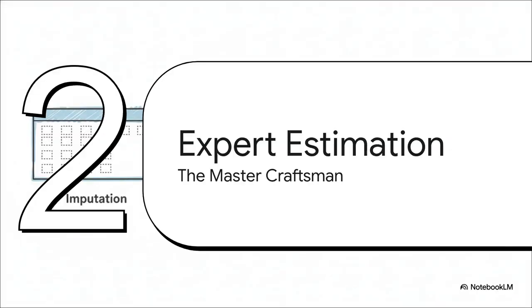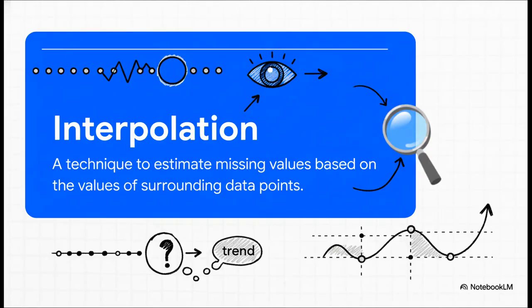So far, our methods have been pretty simple, maybe even a little crude. Now, it's time to explore the master craftsman's technique. This is a much more sophisticated and accurate method called interpolation. Unlike all our other methods, interpolation doesn't just look at one neighbor or the overall average. It's smarter. It looks at the data points on both sides of the gap to really understand the trend. Then, it makes a much more informed guess based on that trend.